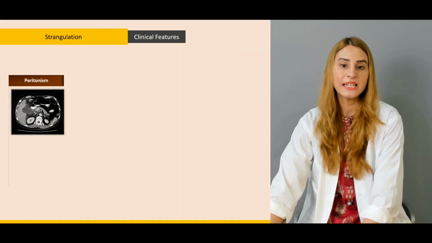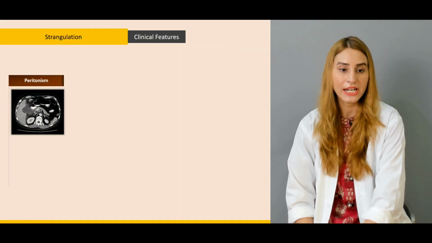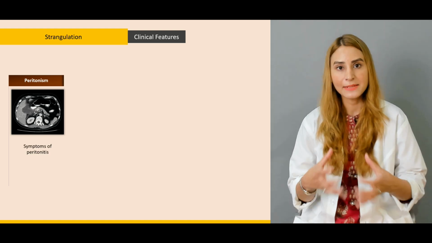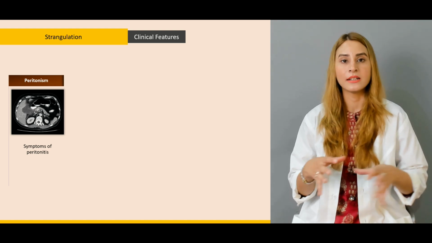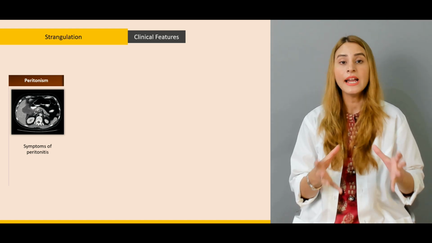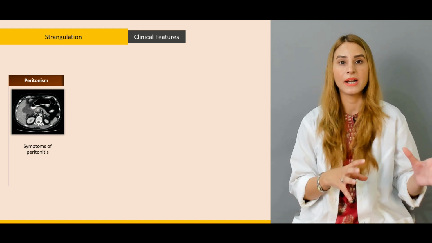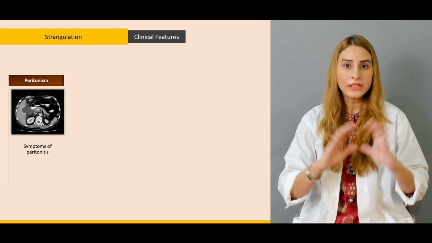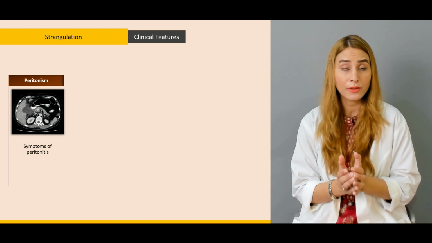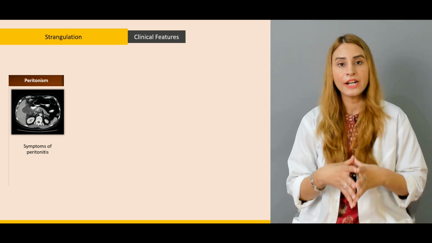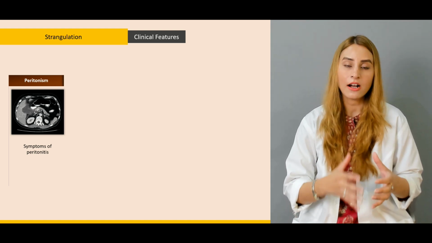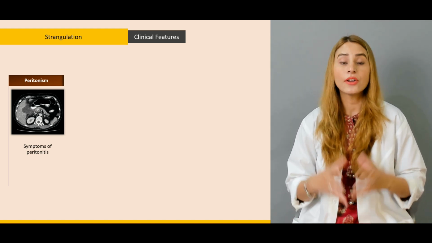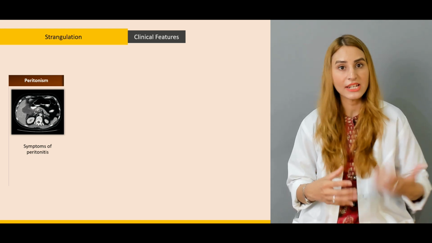And if we talk about the clinical features of strangulation, there can be peritonitis basically. What happens is that the large bowel and the small bowel are all enclosed in a peritoneum. So whenever there is intestinal obstruction, and ultimately that leads to strangulation and gangrene of the gut, there is an inflammatory cascade as well.